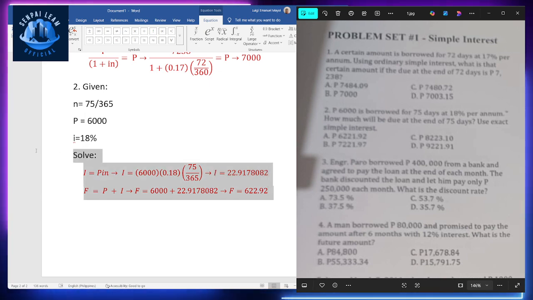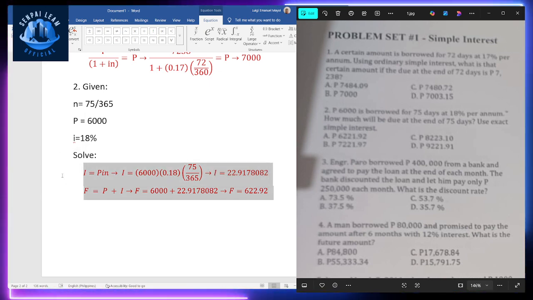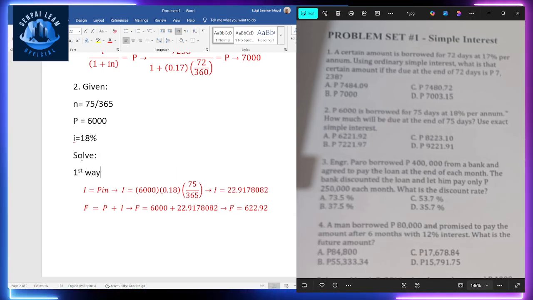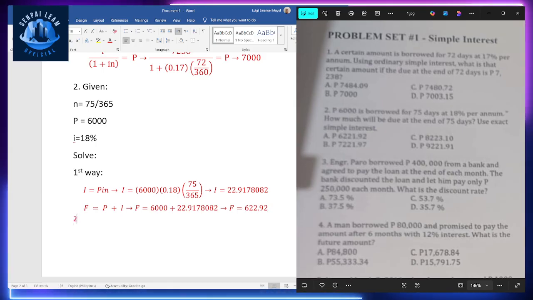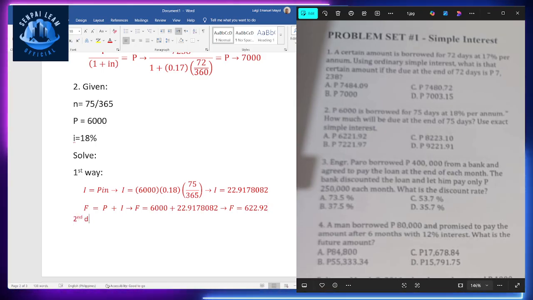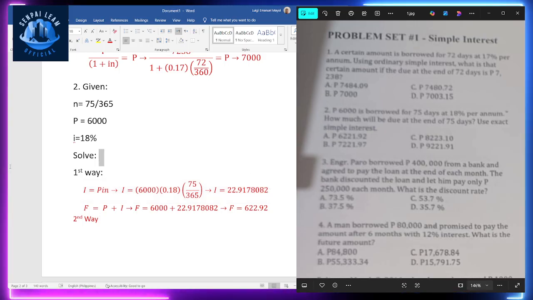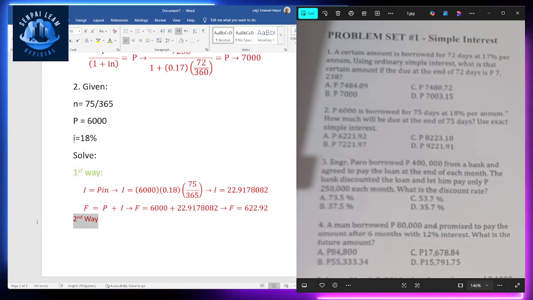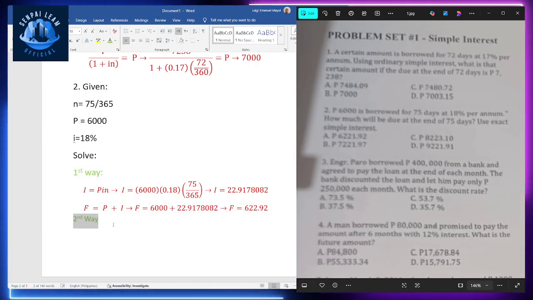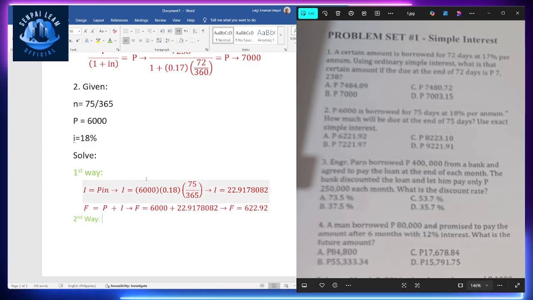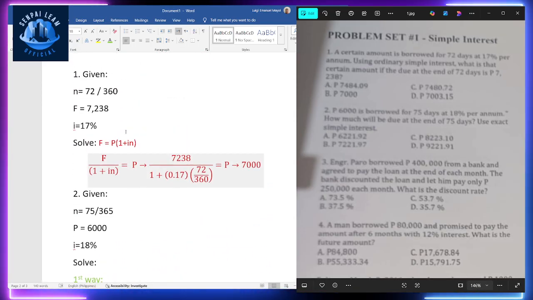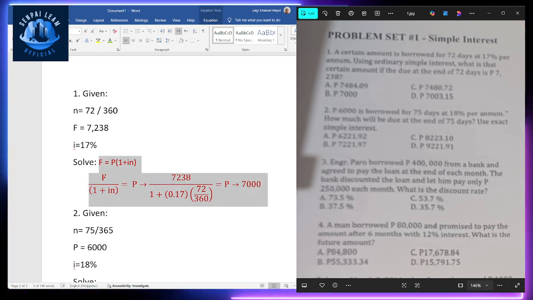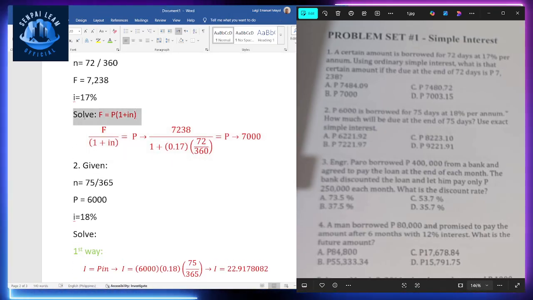This is our first way to solve the problem. But we have a second way to attack this problem. This is our first way, and let's highlight this one, and this is our second way, and we highlight this one.